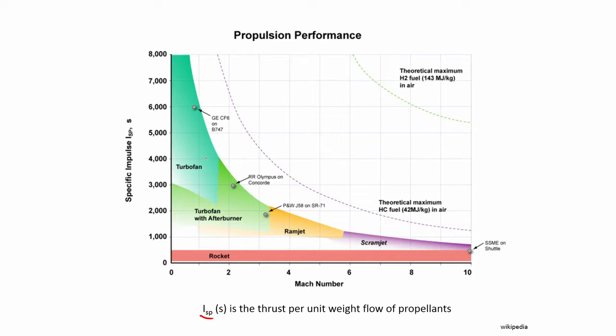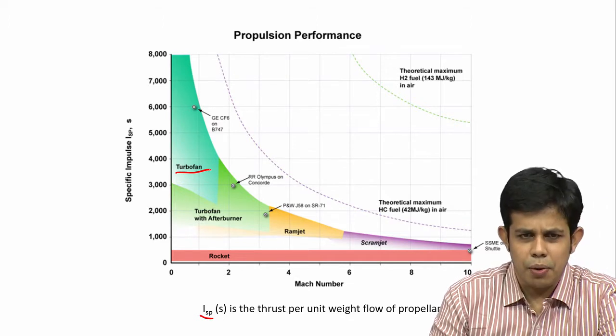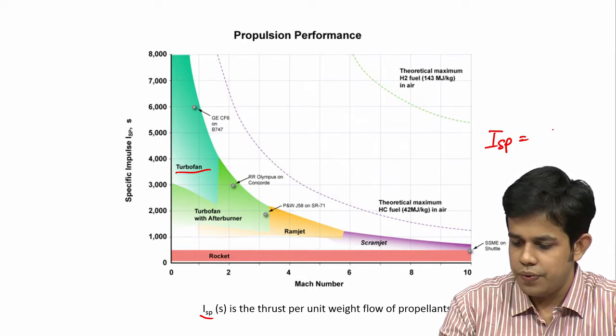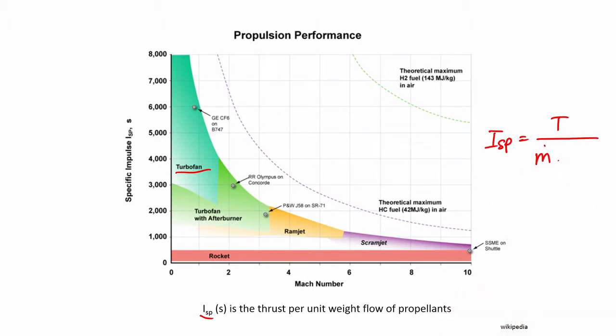If you consider a turbofan engine, the propellant is only fuel. So ISP, if I write it like this, is T divided by m dot, the mass flow rate of propellant, times g. That is why it's a weight flow of propellants. If ISP is in seconds, it is essentially thrust per unit weight flow of propellants. You can also define it as thrust per unit mass flow of propellants, but then the units will change. So to make it a weight flow, we have to multiply by this g.